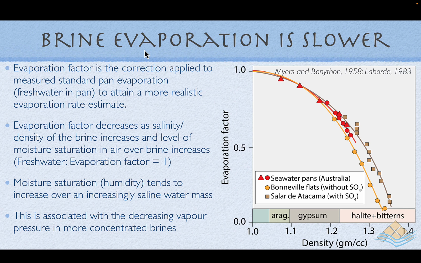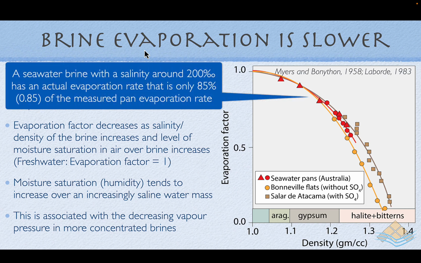But what this evaporation factor means is if we have a seawater-derived brine with a salinity around 200 parts per million, that's up in the gypsum precipitation range, it has an evaporation rate that's only 85% of that freshwater pan. So this is the evaporation factor. It's always telling us that brine evaporation is lower because of that effect of increasing interference of the cations and the anions with the water molecules as the brine density increases.